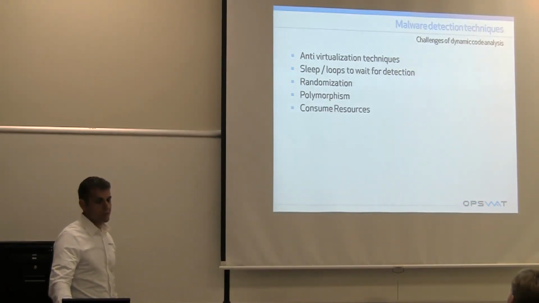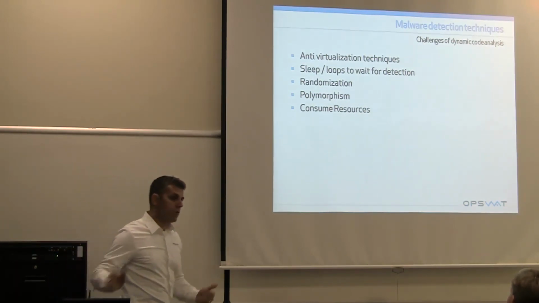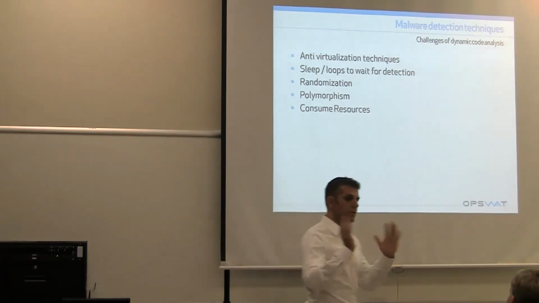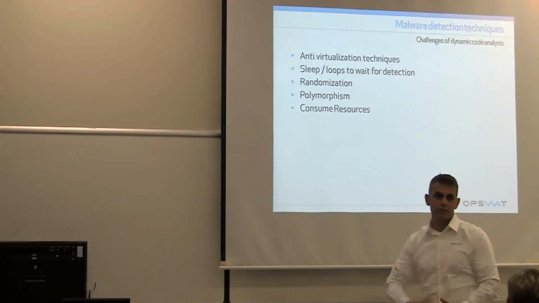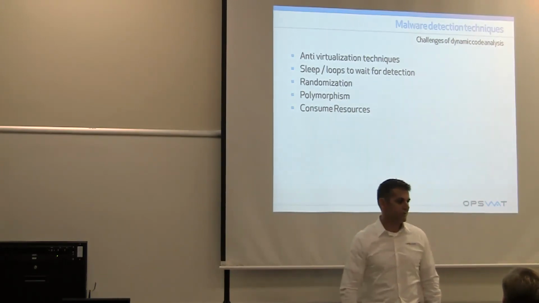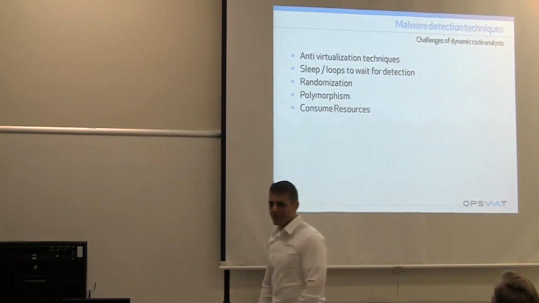And then consume resources. To do dynamic code analysis, you need to run it. Think about what happens if your organization gets 1 million files a day. You need to take 1 million files and run each one of them in a virtual machine. How many machines do you need to run each one of them and wait to see how it executes? And then revert the operating system back to the original state. Go and do that.